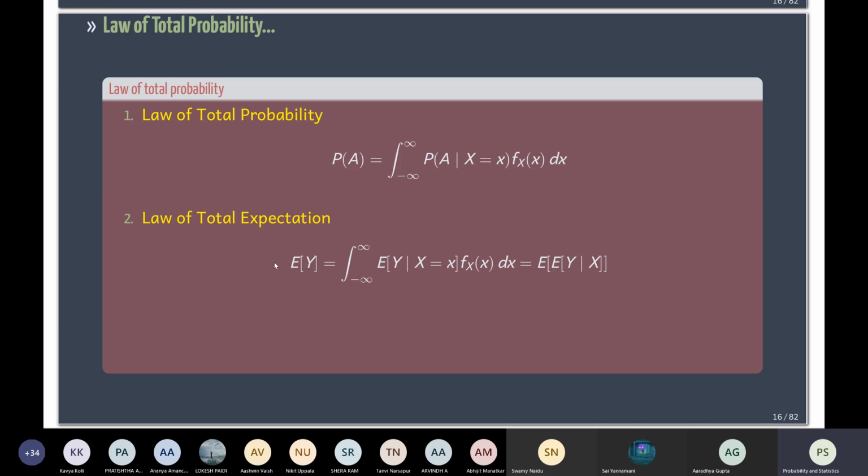So the law of total expectation is again the extension of the discrete case. We have conditions as before, but in this case, let us say we are computing the expectation of Y, and we are conditioning on X. So Y given X, and then the PDF of X.